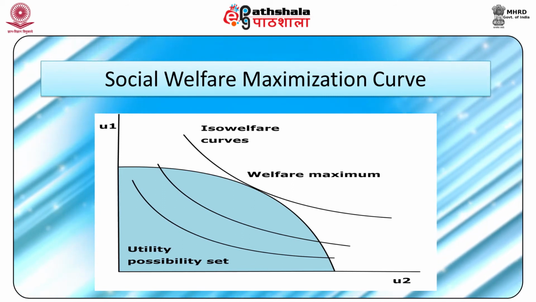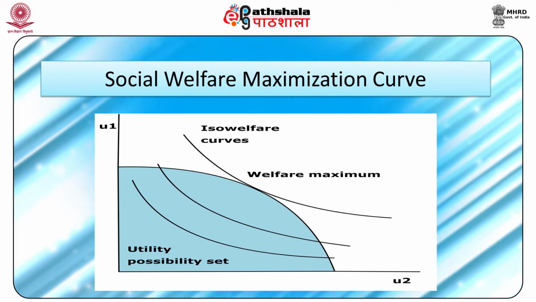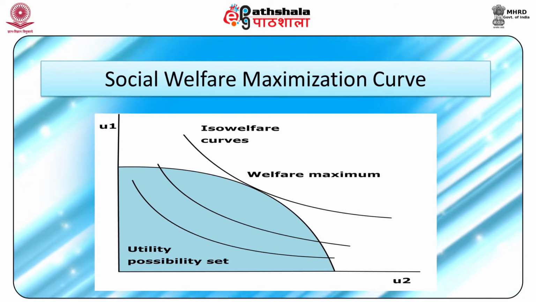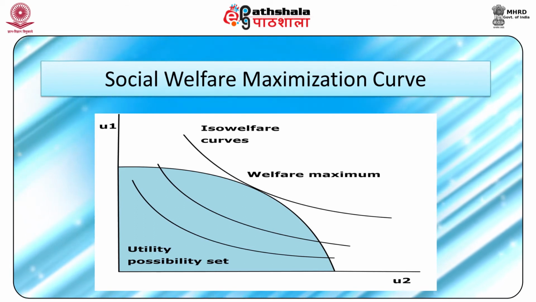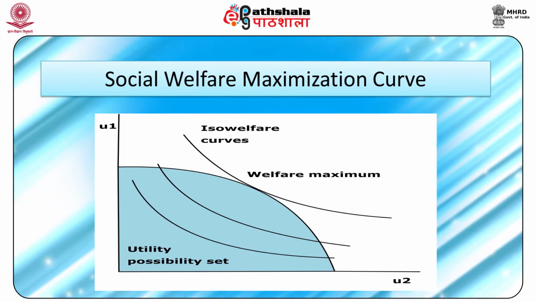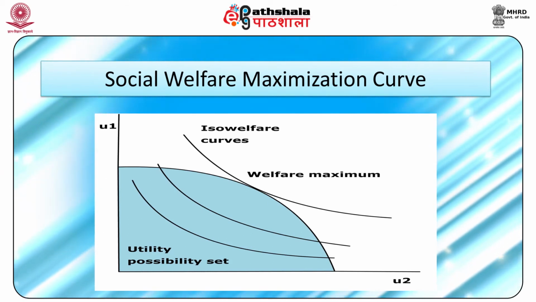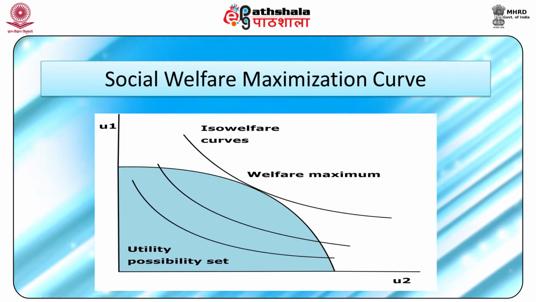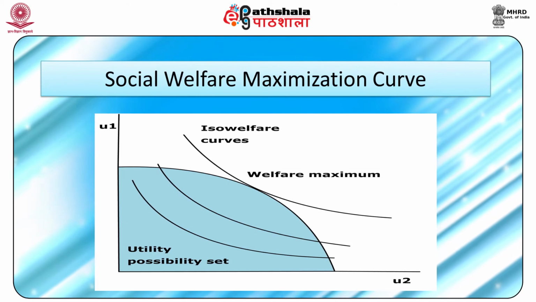The indifference curves in this diagram are called iso-welfare curves, since they depict those distributions of utility that have constant welfare. As usual, the optimal point is characterized by a tangency condition. The notable thing about this maximal social welfare point is that it is Pareto efficient. It must occur on the boundary of the utility possibility set.